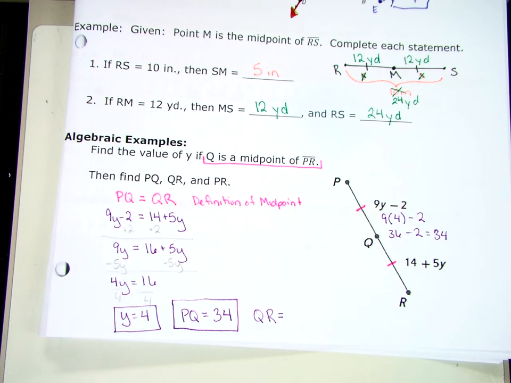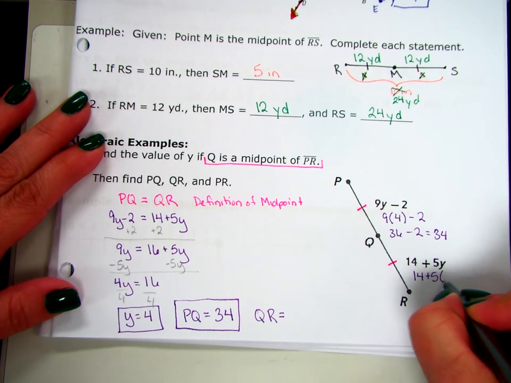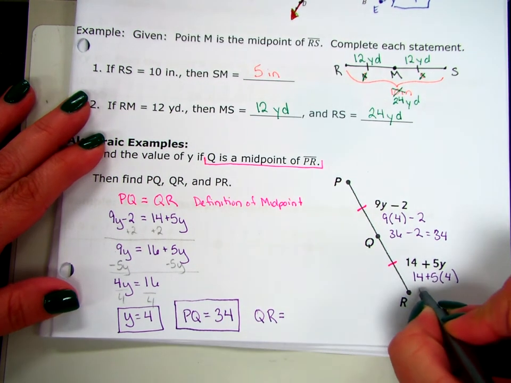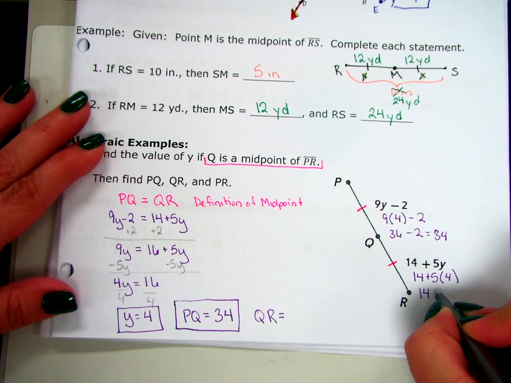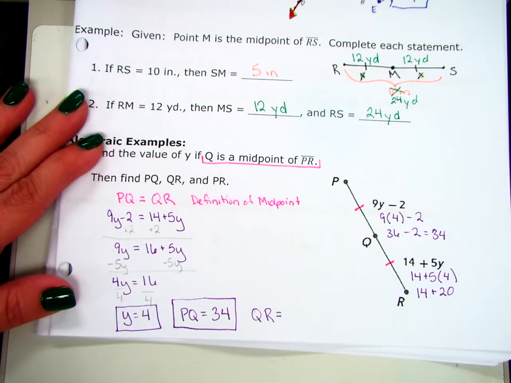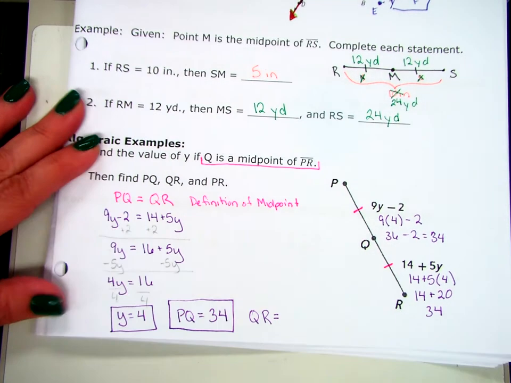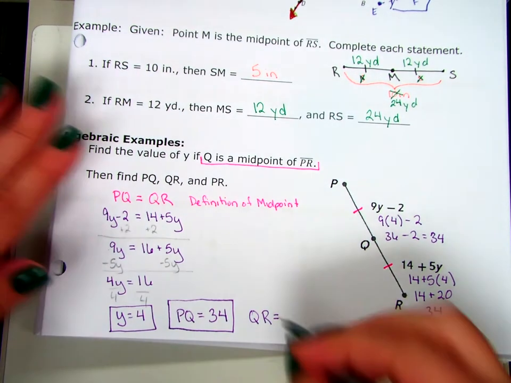Everything worked out, okay? So if I come over here and I do 14 plus 5 and I substitute in the 4, then I'm going to simplify. 5 times 4 is 20. And then I'm going to combine like terms. 14 plus 20 is 34. So we can feel confident. Woo! We did it right because we got 34 for both of them.